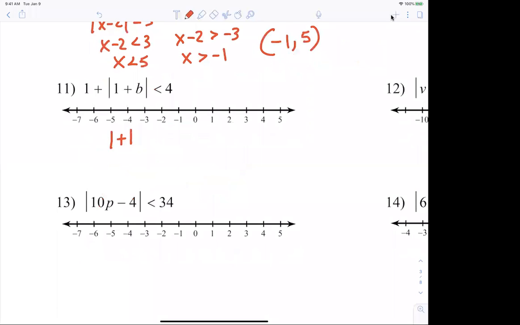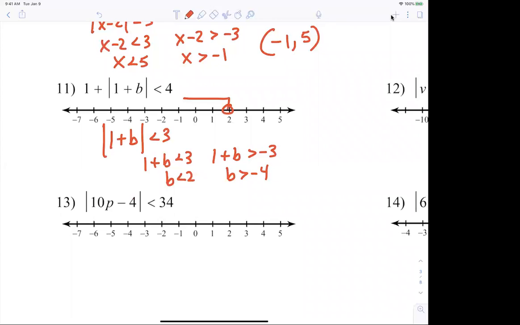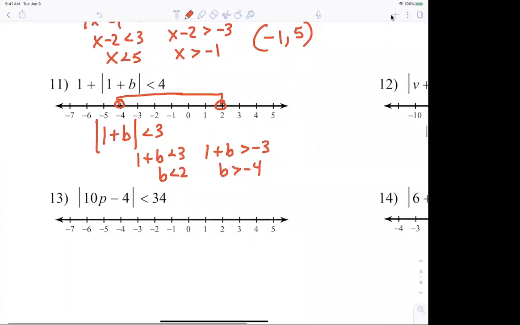All right, let's check out number 11. The absolute value of b plus 1 is less than 3. So b plus 1 is less than 3 and b plus 1 is greater than negative 3. So b is less than 2, b is greater than negative 4. Less than 2, greater than negative 4, so everything between negative 4 and 2.